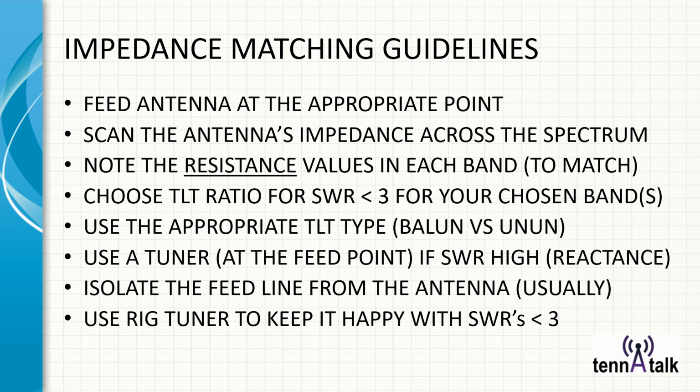Now, impedance matching guidelines. Feed the antenna at the appropriate point. Scan the antenna's impedance across that spectrum. Note the resistance values in each band that you want to match. Choose the TLT ratio for an SWR well below 3 for your chosen bands as a kind of trade-off balance. Use the appropriate TLT type, balun versus an unun. Use a tuner at the feed point if the SWR is high because of reactance more likely than the resistance. Isolate the feed line from the antenna, usually, except for maybe an unfed half wave, and use the rig tuner to keep it happy with SWRs below 3.